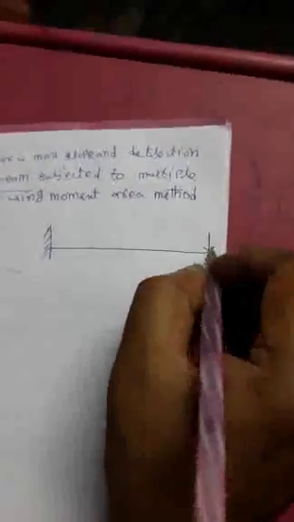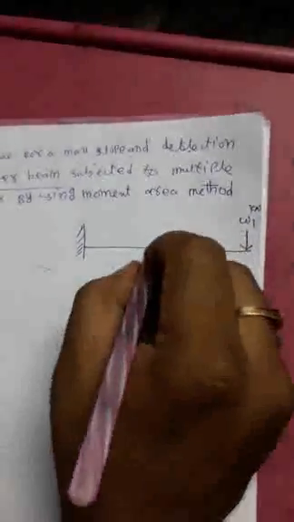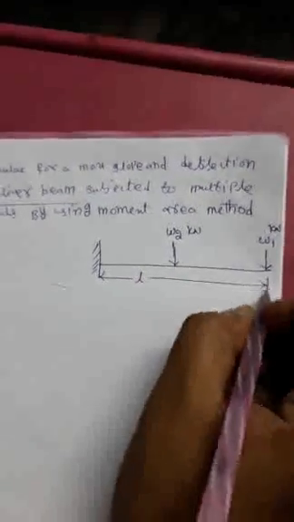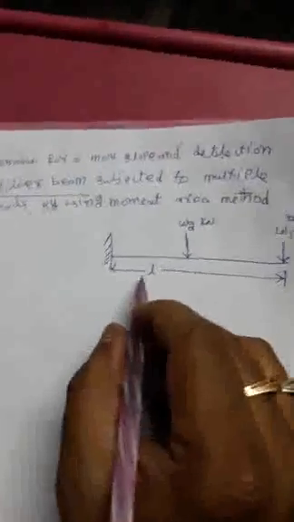So the derivation starts with a diagram for the above question. The diagram is a cantilever beam, one end is fixed and the other end is free. Let us assume two point loads, one at the free end, W1 kilonewtons, and another at the center, W2 kilonewtons. The span length of the beam is L meters.